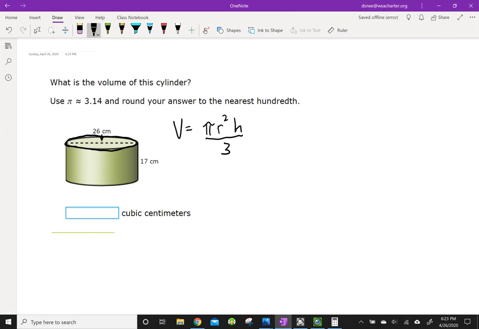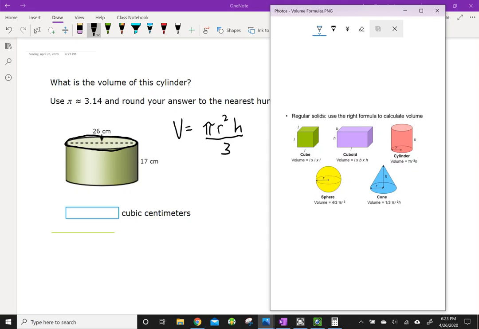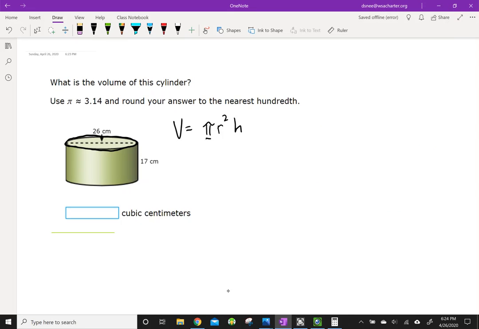Okay? And so then, if you didn't remember that, you're just looking at these formulas right here, right? Volume equals pi r squared h. Oh, see? And that was the cone, or the pyramid. And check those formulas. So I'm going to fill in the blanks here.